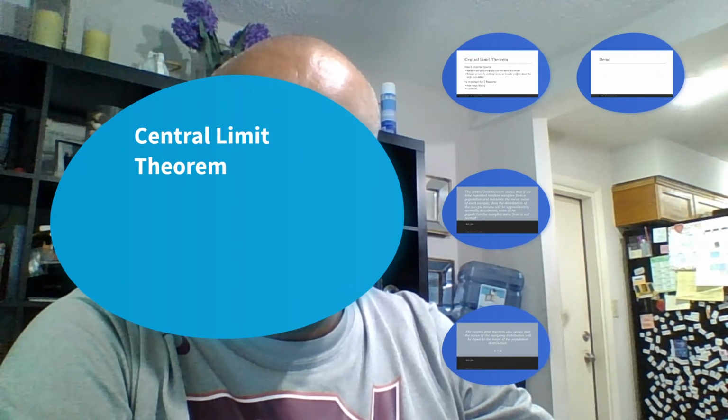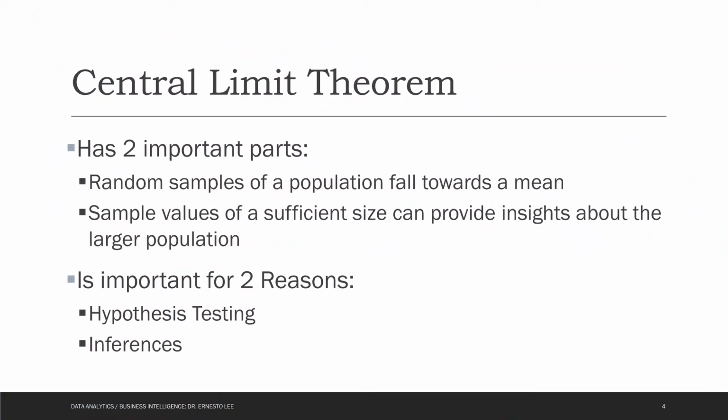We're going to start by looking at the central limit theorem, and I'm going to start by pointing out that it has two very important parts. One, random samples eventually fall towards a mean with the central limit theorem. That's the first part. The second part is that sample values of a sufficient size can provide insights about the larger population. I'm going to go back to those two points later. They're super important, but for now, just understand that those are the two parts of the central limit theorem.